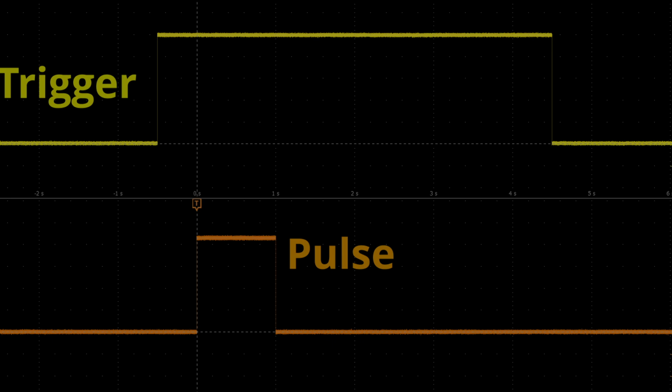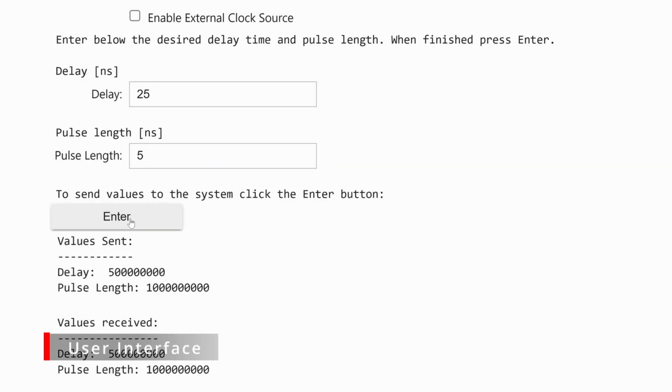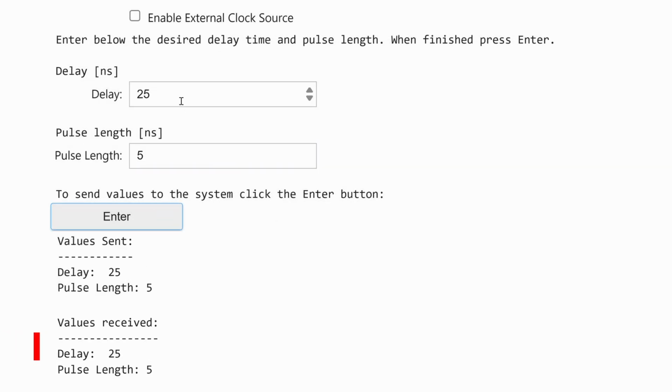Our graphical user interface is built in Jupyter Notebook. It includes a checkbox for enabling the external clock. When the box is selected, the system will attempt to use the external 10 MHz input instead of the internal oscillator. Below that are two input fields, one for the delay length and one for the pulse width. After entering the desired values, the Enter button can be pressed to configure the system and automatically arm it.